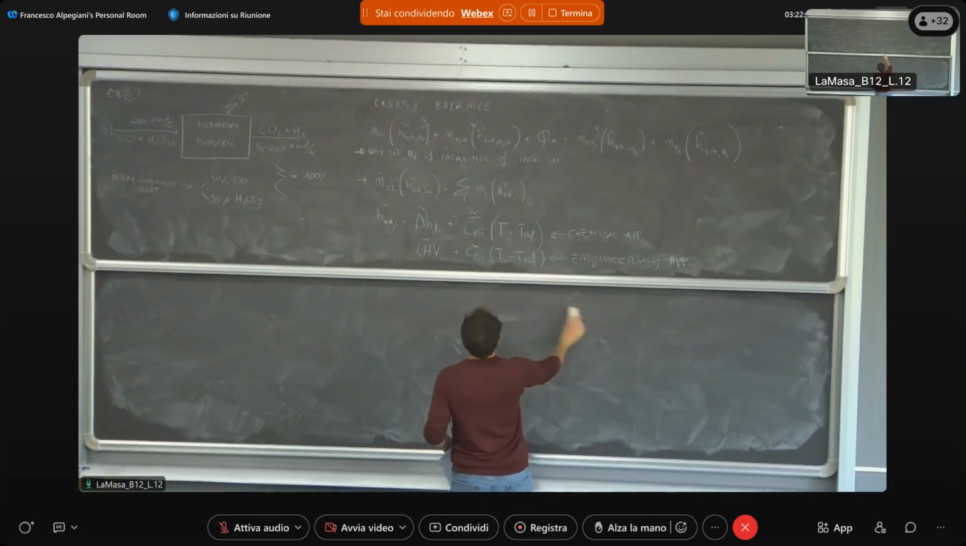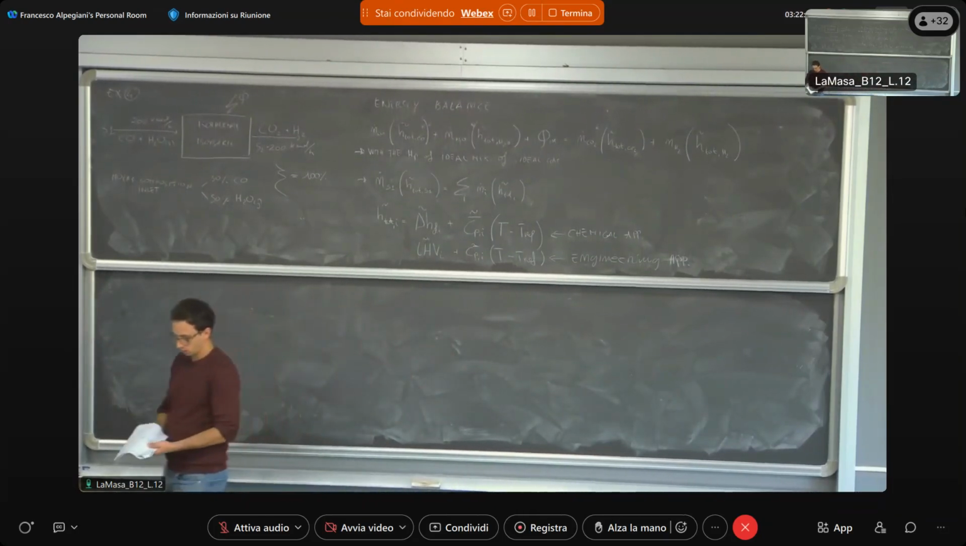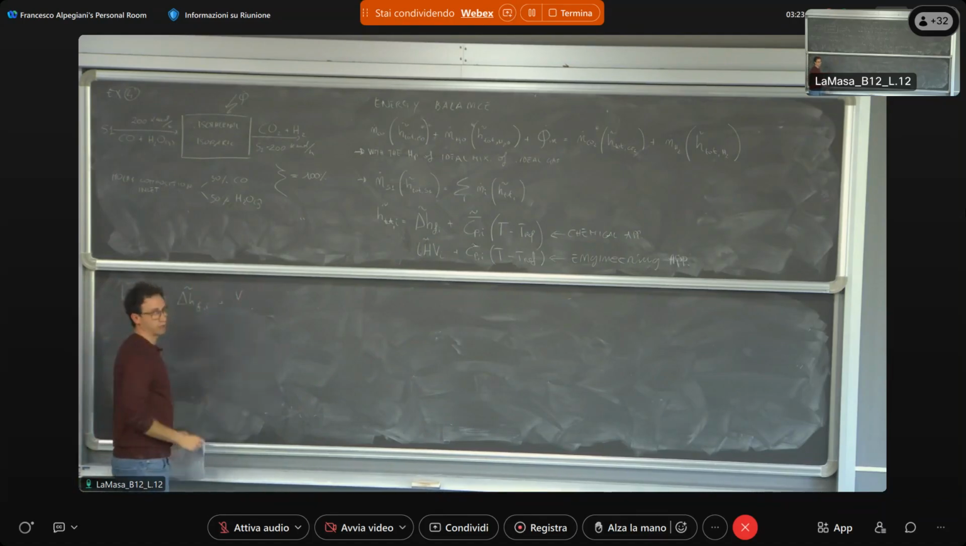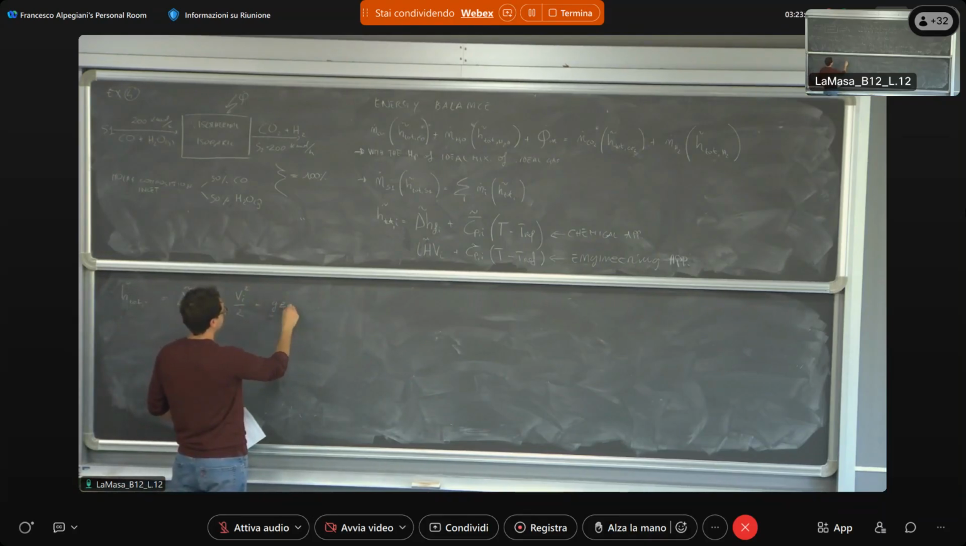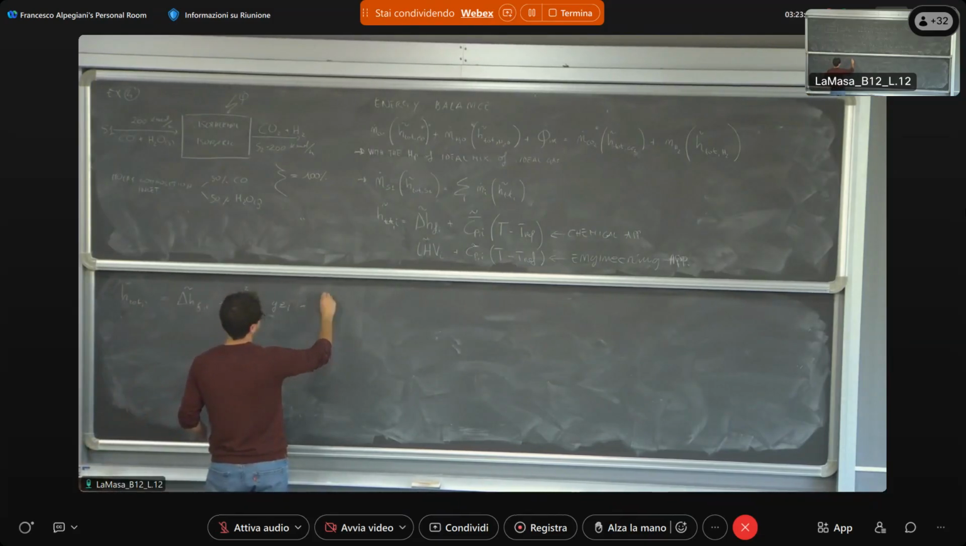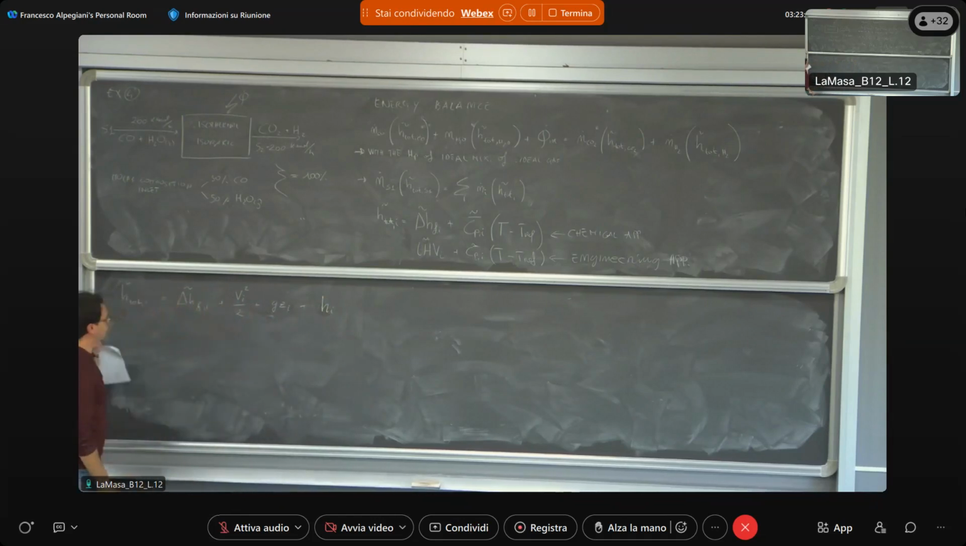One more thing about the total enthalpy. In reality, the total enthalpy of a certain species, for example H dot I, considering the chemical approach, will be delta H F I plus the kinetic energy of the fluid I plus the potential energy, so G times Zi, plus the enthalpy H I, okay?